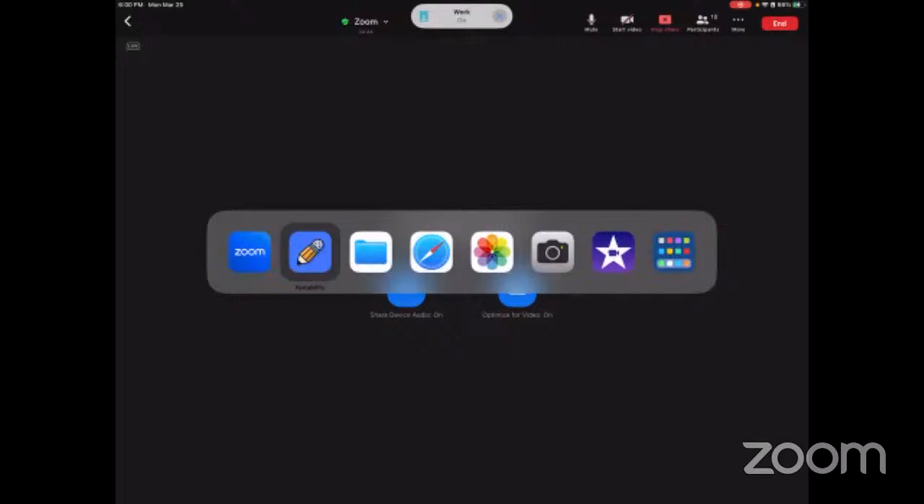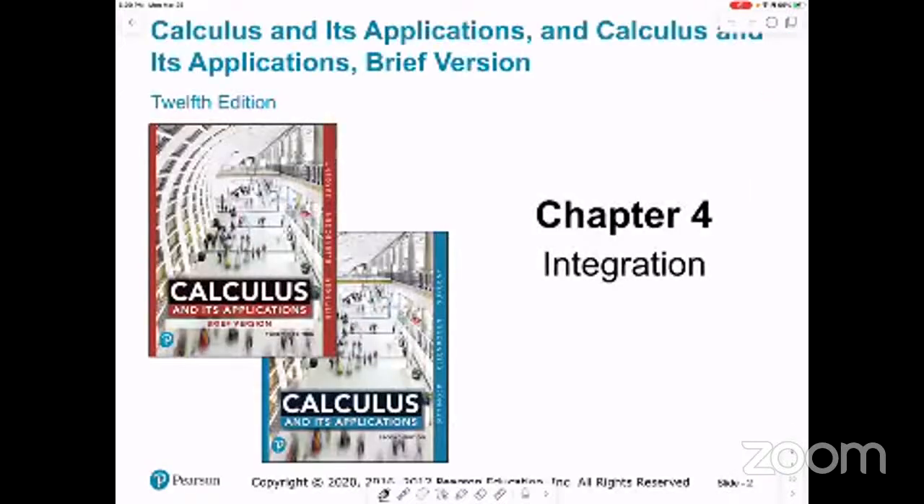All right. So welcome, scholars. It is officially that time for us to get into the material. We're essentially in the home stretch. We've completed chapters 1 through 3. And so today we're going to be moving into chapter 4 on integration.